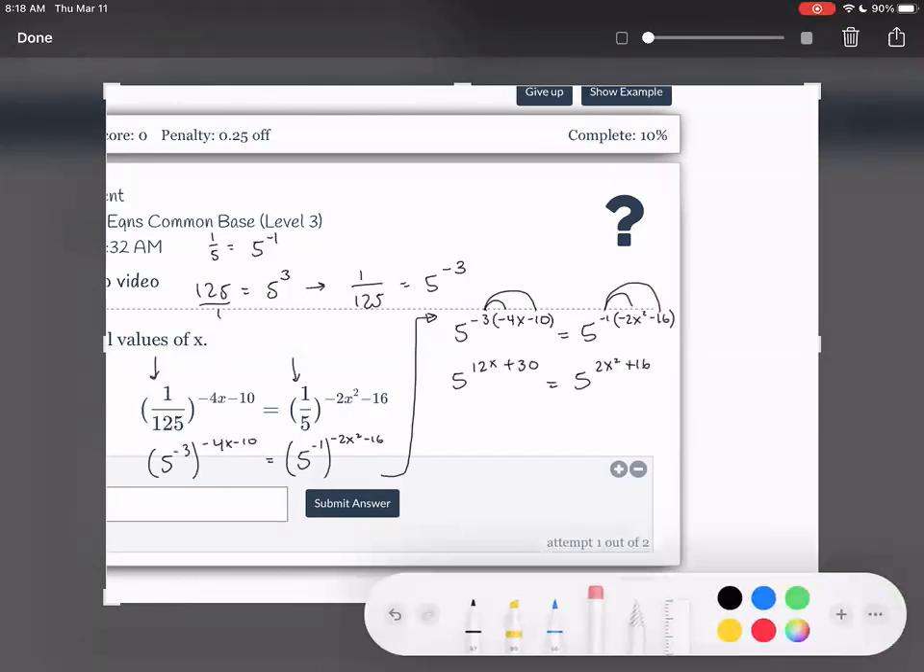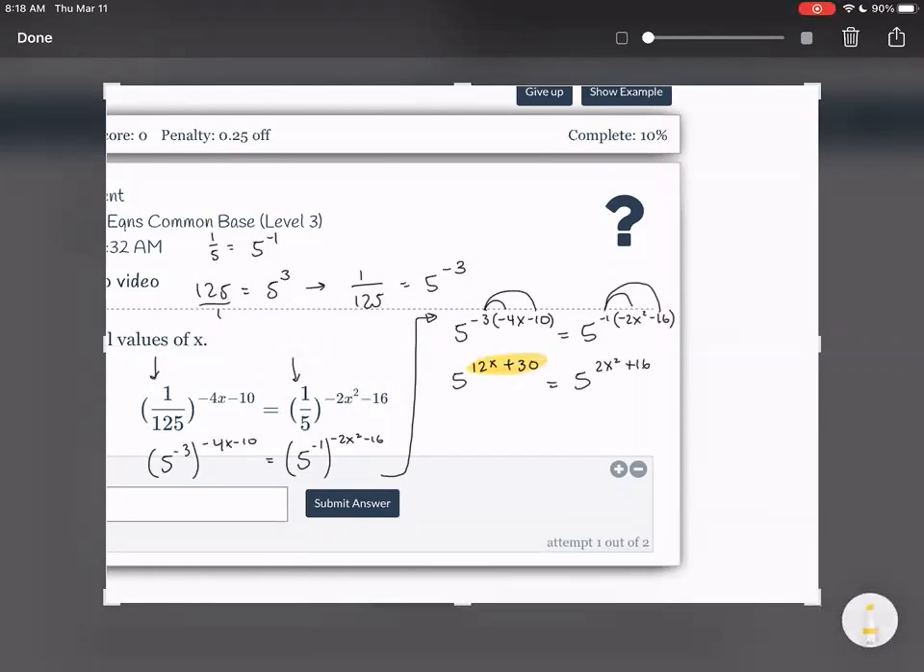Okay, and so now that we have our common base, that common base being 5, now that they share the common base, we can just focus on our exponents. So I'm going to highlight these exponents, and we're just going to focus on those, set those equal to each other. So from here, we just need to solve for x.